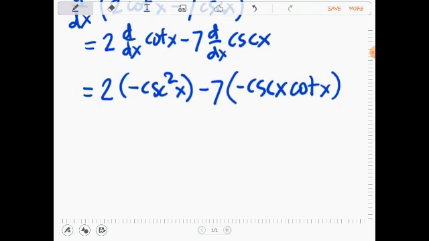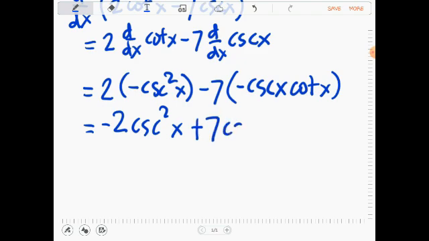Okay? And then, simplifying further the equation, this will give us negative 2 cosecant squared x. And ito, negative times negative, positive 7 cosecant of x cotangent of x. Okay?